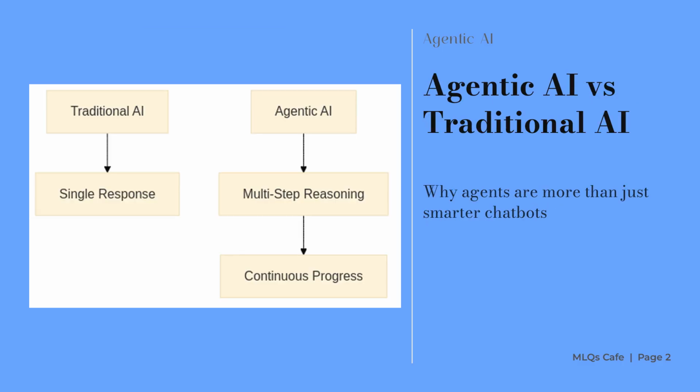Traditional artificial intelligence systems are reactive. They receive an input and generate an output, then stop. Even advanced language models usually follow this pattern. Agentic AI systems are different because they are persistent. They maintain internal state, remember past actions, and continue reasoning across multiple steps. For example, a traditional system can answer a question about a project plan. An agentic system can create the plan, check for missing details, revise it, validate assumptions, and refine it further. This persistence is what makes agents suitable for complex, real-world tasks.